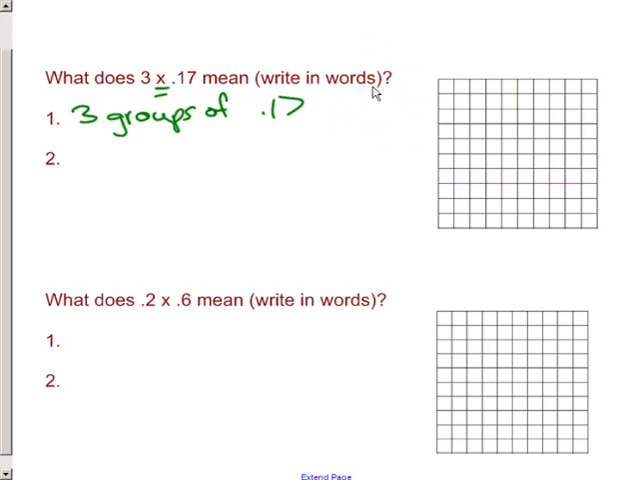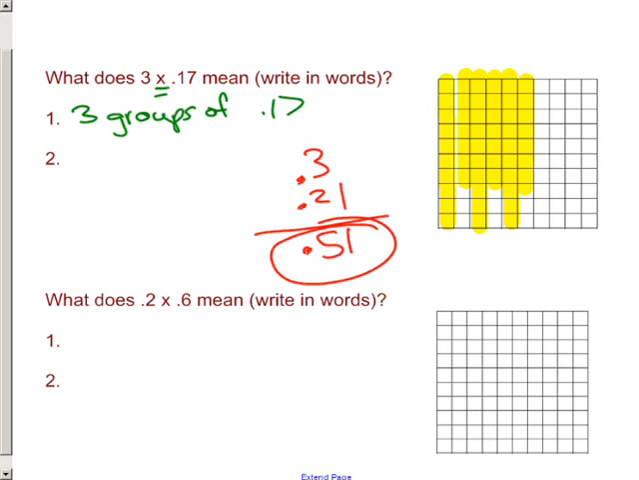I'm going to pull out my highlighter again. And let's do one group of 17 hundredths. That looks like this. Now let's do a second group of 17 hundredths. And now let's do a third group of 17 hundredths. So if I do 3 groups of 17 hundredths and I look at how much is shaded all together, I can see I've got 3 whole tenths, and then I've got 7 plus 7 plus 7 hundredths. So that's 21 hundredths. So altogether I've got 51 hundredths. So that is going to be my answer.